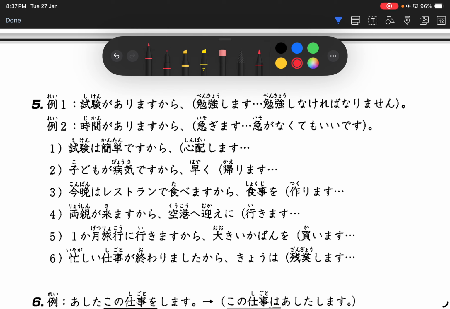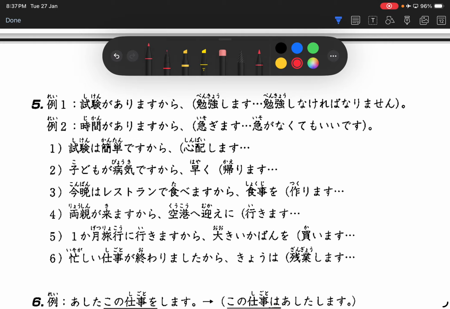Okay, next. 今晩はレストランで食べますから、食事を作らなくてもいいです。Of course, because you're going to eat at the restaurant already, why would you cook, right? 作らなくてもいいです。So I don't have to cook.